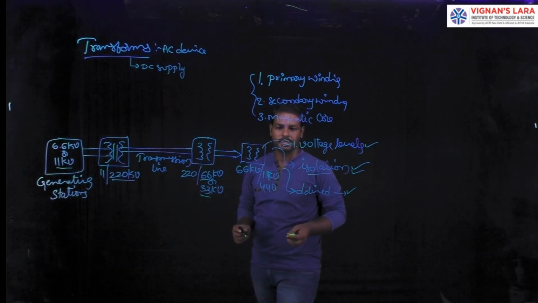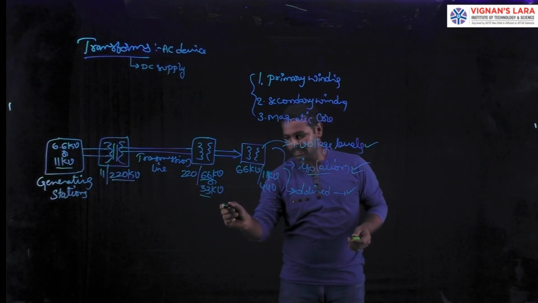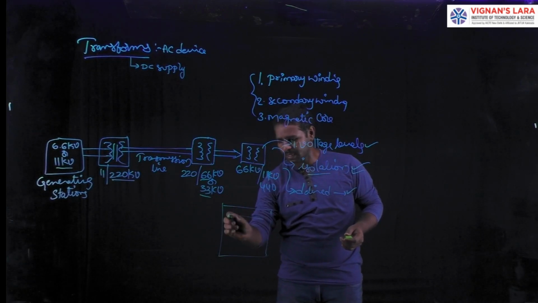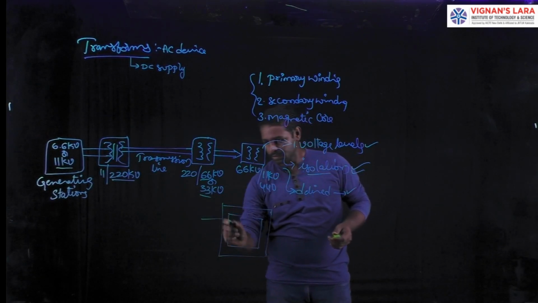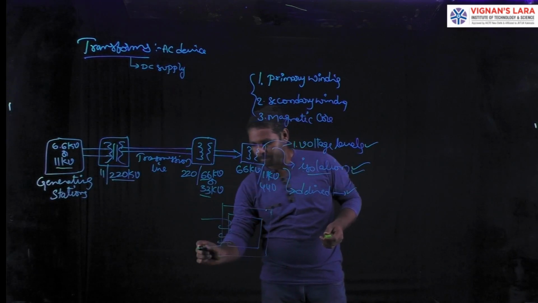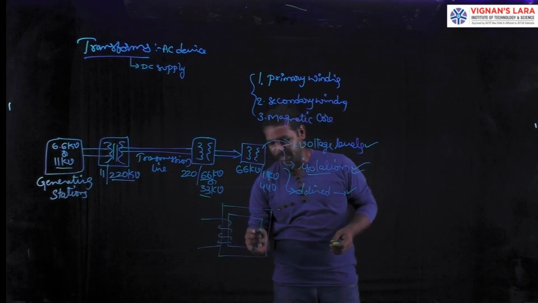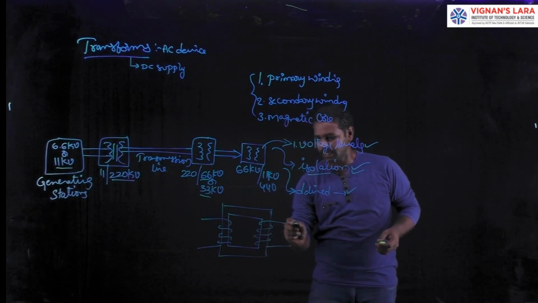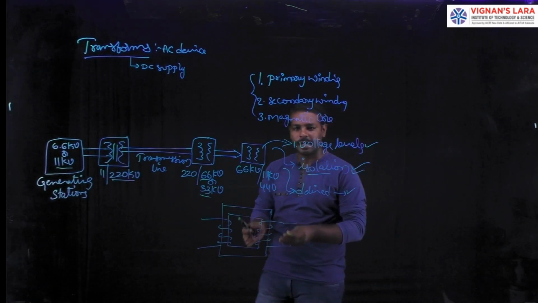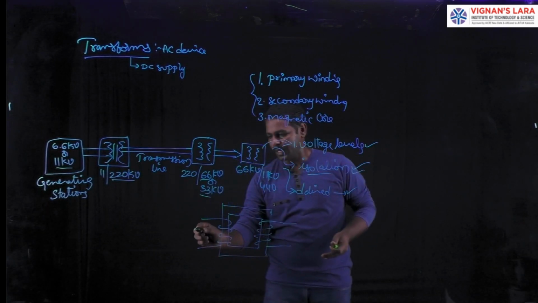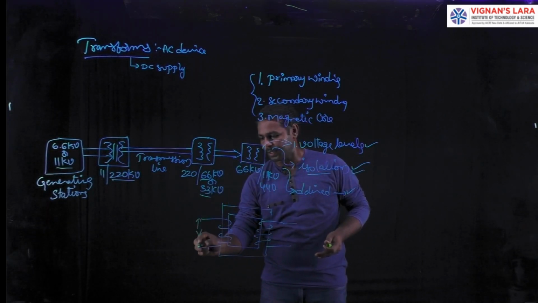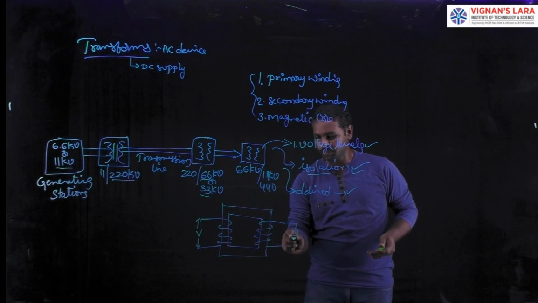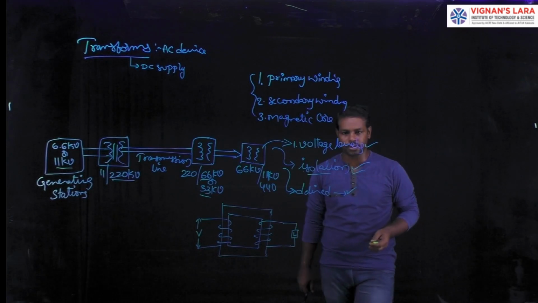The general single line diagram of a transformer is like this: this is the magnetic core, which is connected to the primary, and this is the secondary. This is the single line diagram of a transformer. Whenever voltage is given to the primary of a transformer, the secondary terminals are always connected to the load.